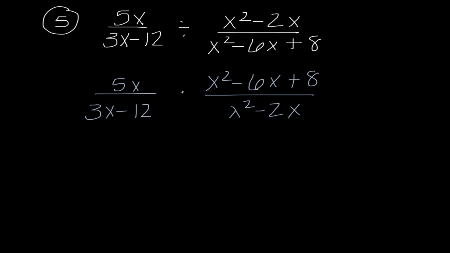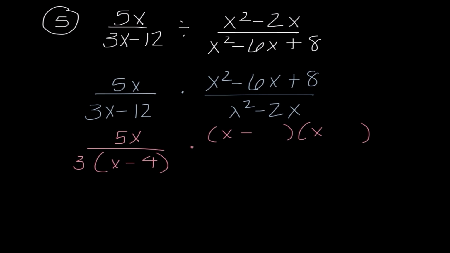So now I have 5x over 3x minus 12 times x squared minus 6x plus 8 over x squared minus 2x. So I'm going to go step by step here. I know 5x, there's nothing I can do. 3x minus 12, I always look for a GCF first, and I can take a 3 out, and I'm left with x minus 4. X squared minus 6x plus 8, I know that's going to be x and x. And negative 4 and negative 2 will work because negative 4x minus 2x equals negative 6x. X squared minus 2x, I can factor an x out, and I'm left with x minus 2.